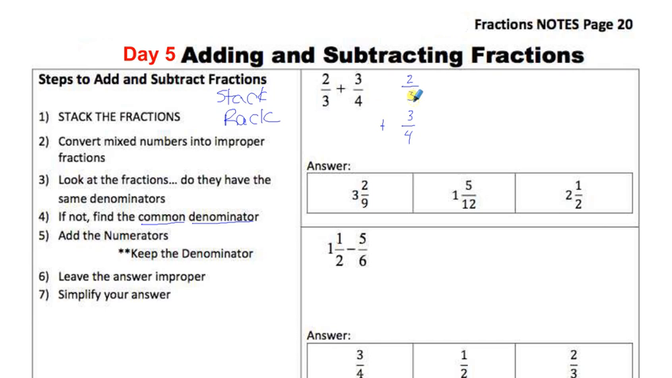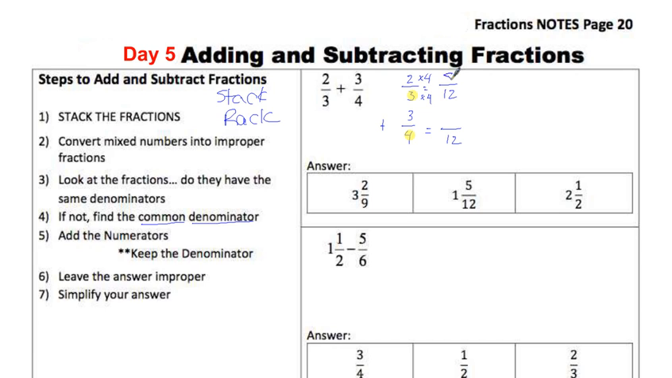Well, the denominator for this one is a 3, and the denominator for this one is a 4. We need to find a common denominator, a common factor between them. We could even just multiply them together because 3 times 4 would be 12, and a common denominator would be 12. So make them both a denominator of 12. 3 times 4 is 12. So I'm going to do the same thing on the numerator because what I do to the denominator, I have to do to the numerator as well.